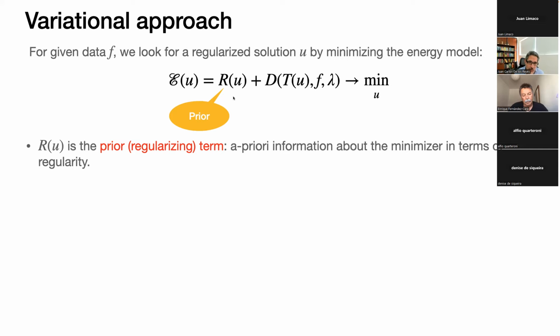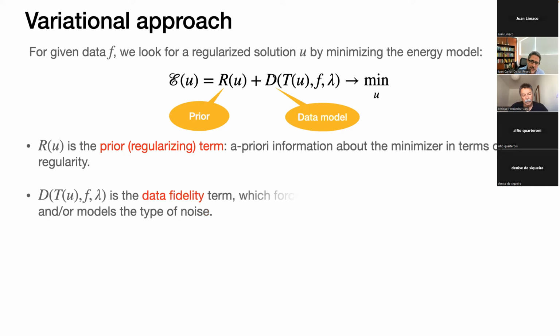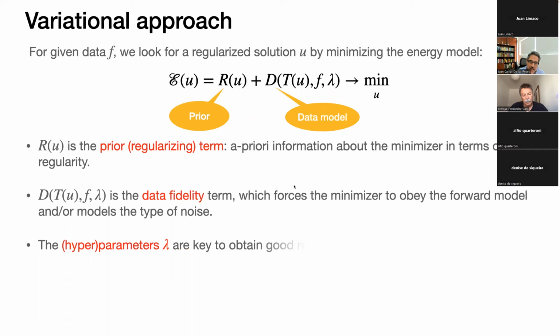And apart from that, you have the second term, which is on the right-hand side, which is called the data fidelity term. This term is responsible for forcing the minimizer to obey the forward model, but it's also responsible for modeling the type of noise that is incorporated in the signal, the corrupted data that you can observe. So you have two elements, differently from before. You have a prior, a regularizing term, you have a data model, and you have a parameter or hyperparameter lambda that is balancing one against the other. So depending on how this lambda is chosen, the solutions may vary significantly for this same type of energy.